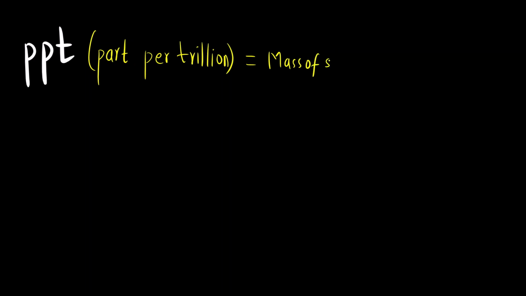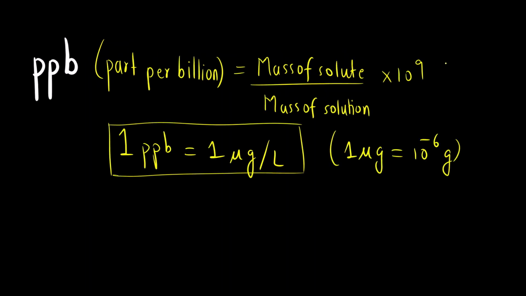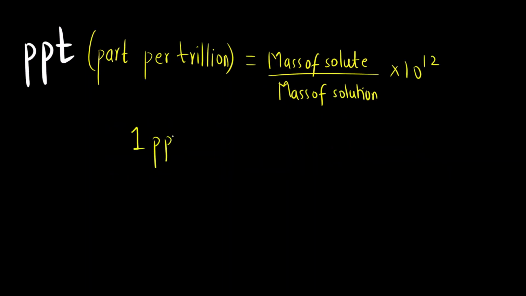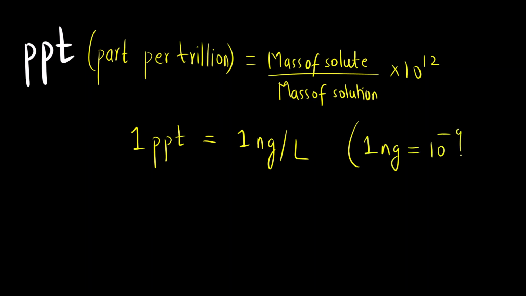The last concentration term we are going to see is part per trillion. What is the formula for this? This will be mass of solute divided by mass of solution into 10 raised to 12. And what is ppt? 1 ppt is 1 nanogram in 1 liter. And how much is 1 nanogram? 1 nanogram is 10 raised to minus 9 grams.